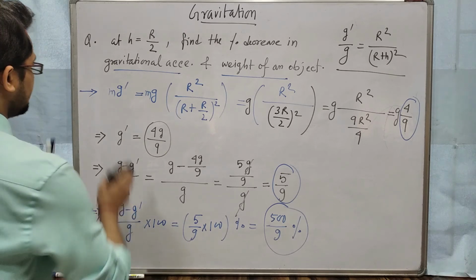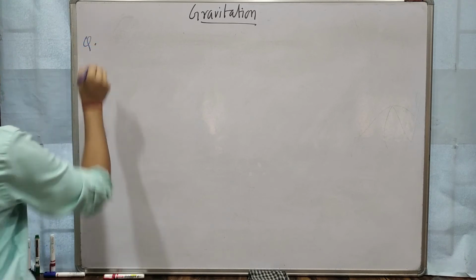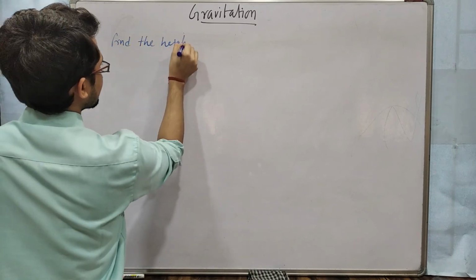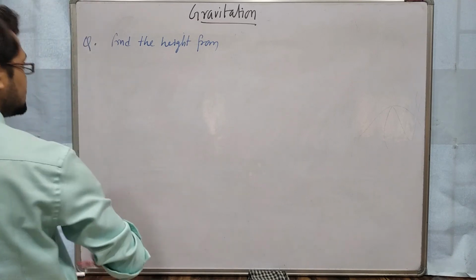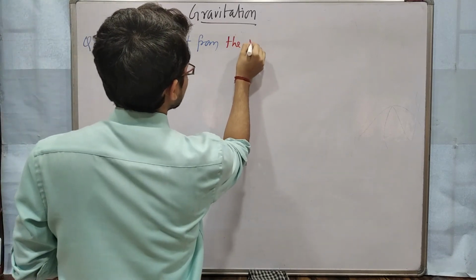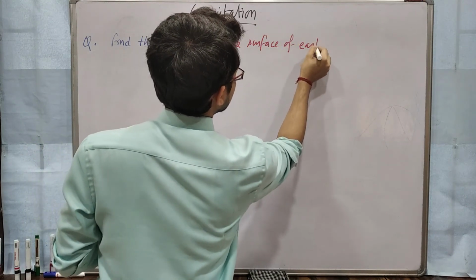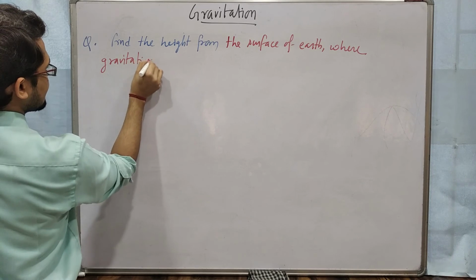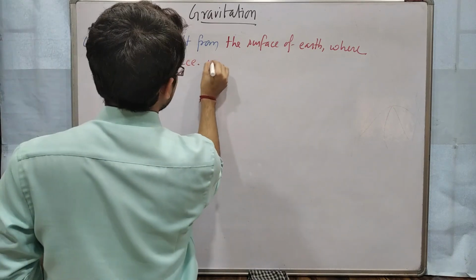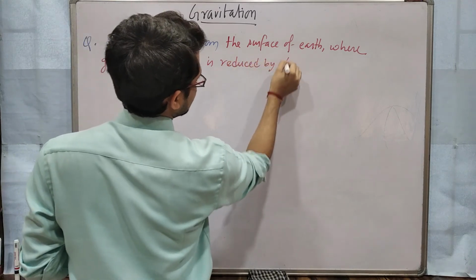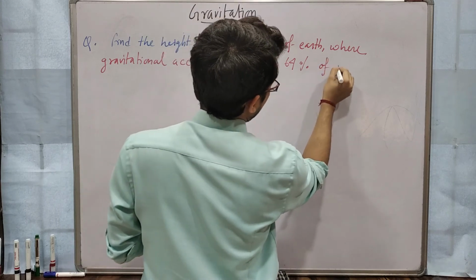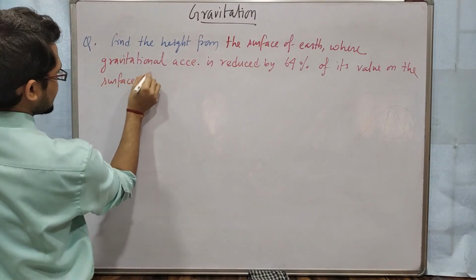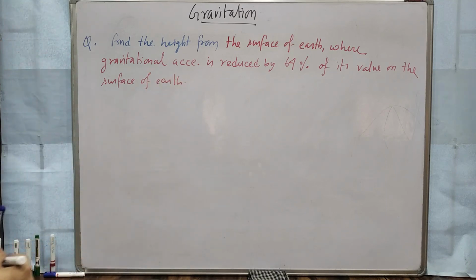Next, come to another type. So next type of problem, question, suppose here you are asked, find the height from the surface of Earth where gravitational acceleration is reduced by 64% of its value on the surface of Earth. Okay, this type of question you also can get.